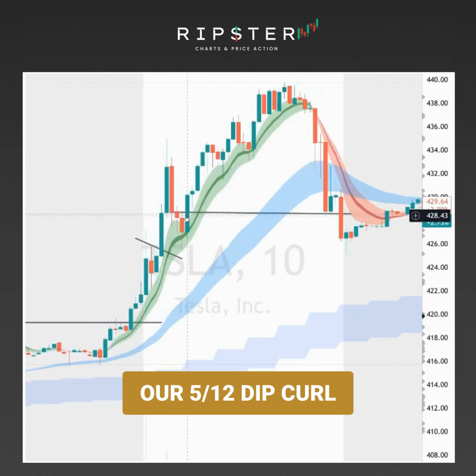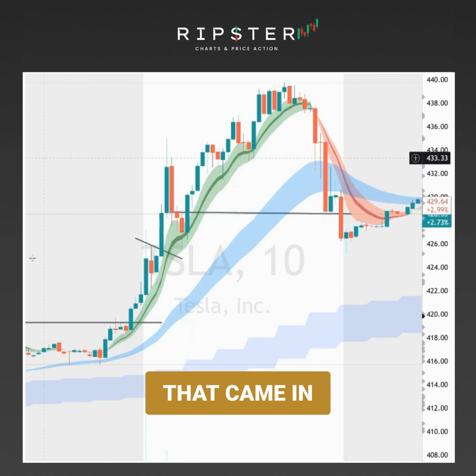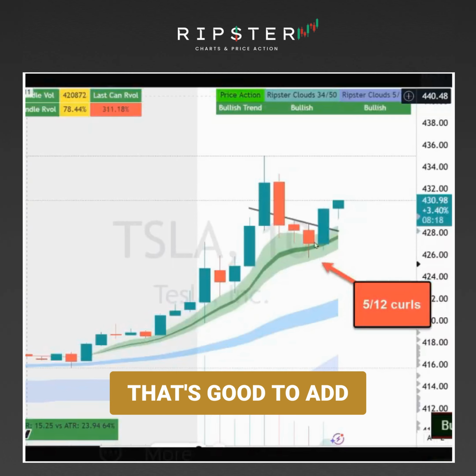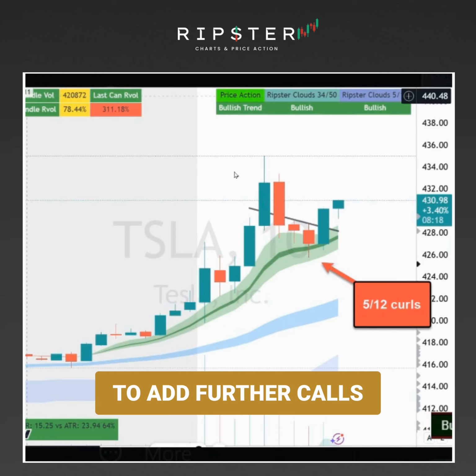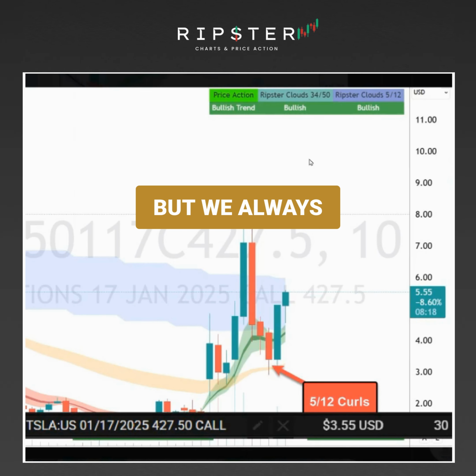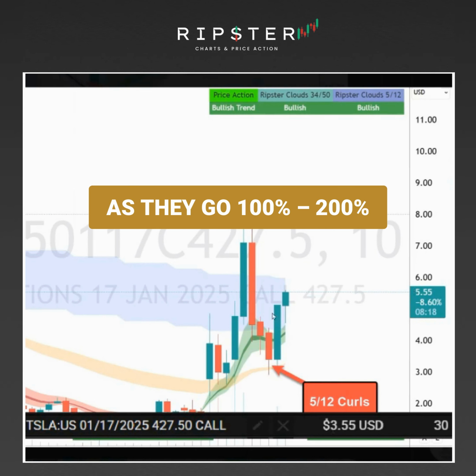And then came our 512 dip call. This was our dip call that came in on the 512s. That's where I told everyone on the voice that it's good to add. Even I added the 427.5 calls. Take profit, scale out, or use the profit to add further calls. The 427.5s went way higher, but we always take profit as they go 100, 200%. So that was our 512 call.